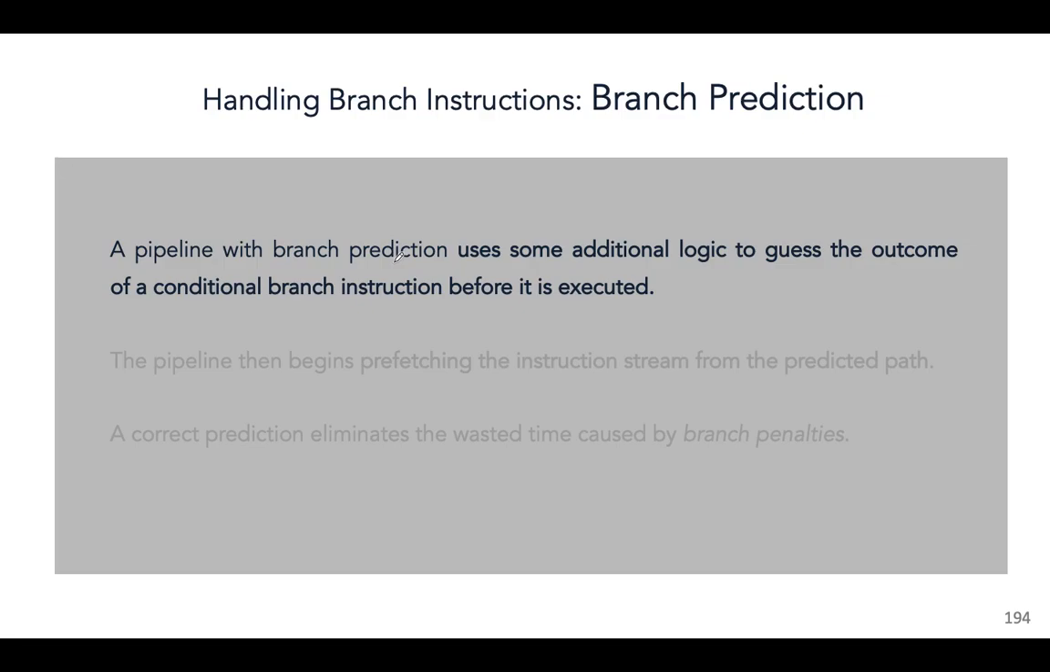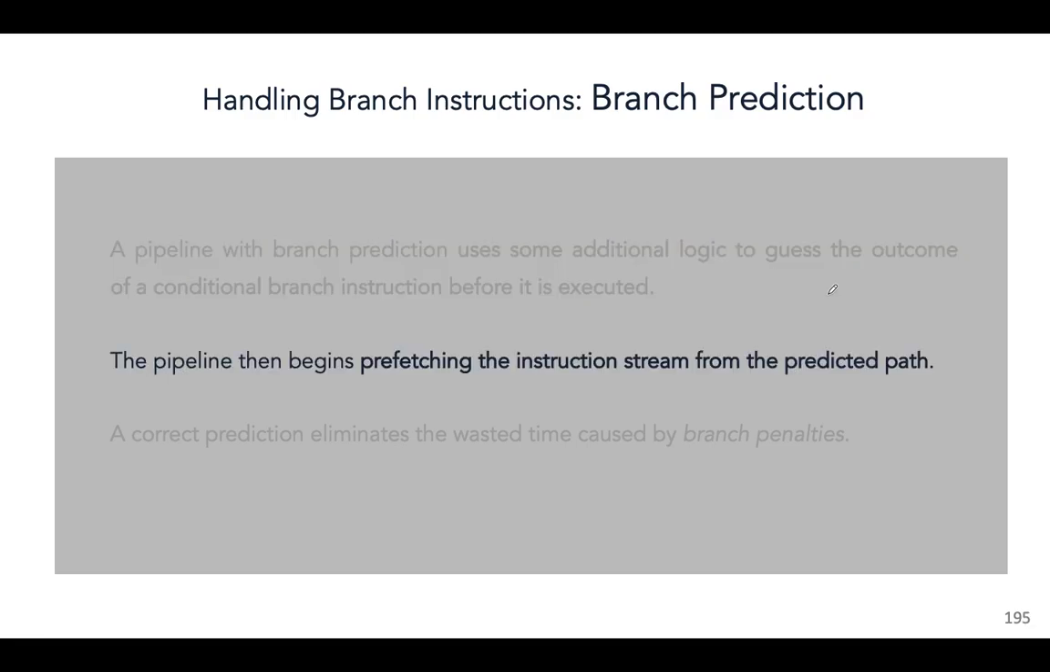All right. Then finally we have branch prediction, and you can guess from the name itself, it's about predicting branches. A pipeline with branch prediction uses some kind of additional logic to guess the outcome of a conditional branch instruction before it is executed. Then the pipeline begins prefetching the instruction from the predicted path, right?